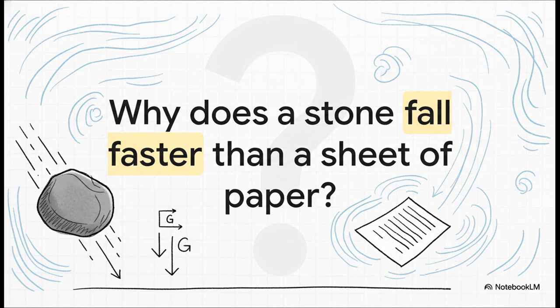Let's try a small experiment in our minds. In one hand, you have a stone. In the other, a flat sheet of paper. Now, imagine you drop them both at the same time from the same height. Which one hits the ground first? The stone, of course, every time. But this seems to completely contradict what we just learned. So what is going on here?